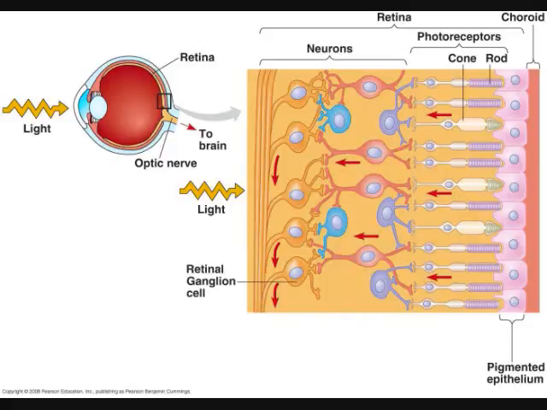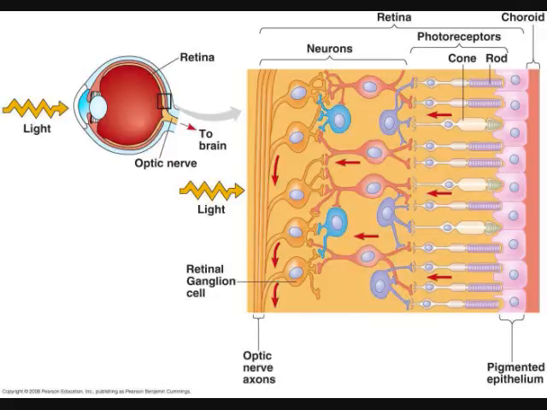Retinal ganglion cells. Retinal ganglion cells, RGCs, are the innermost neurons, with bipolar cells synapsing with their dendrites. After receiving information from bipolar cells, retinal ganglion cells transmit that information via action potentials along their axons to the brain.